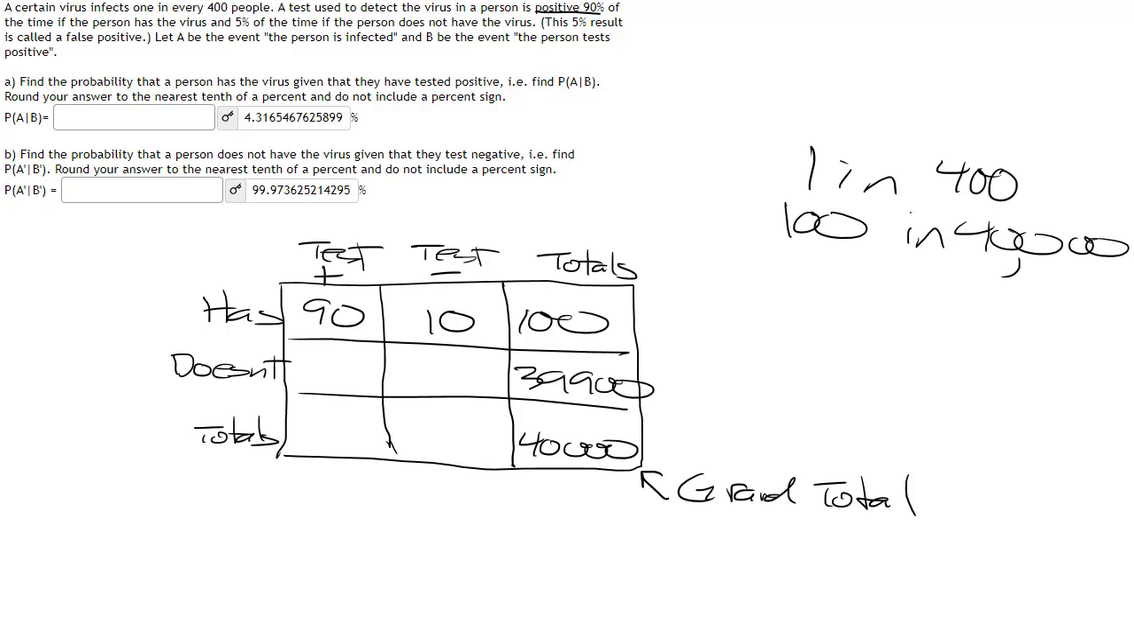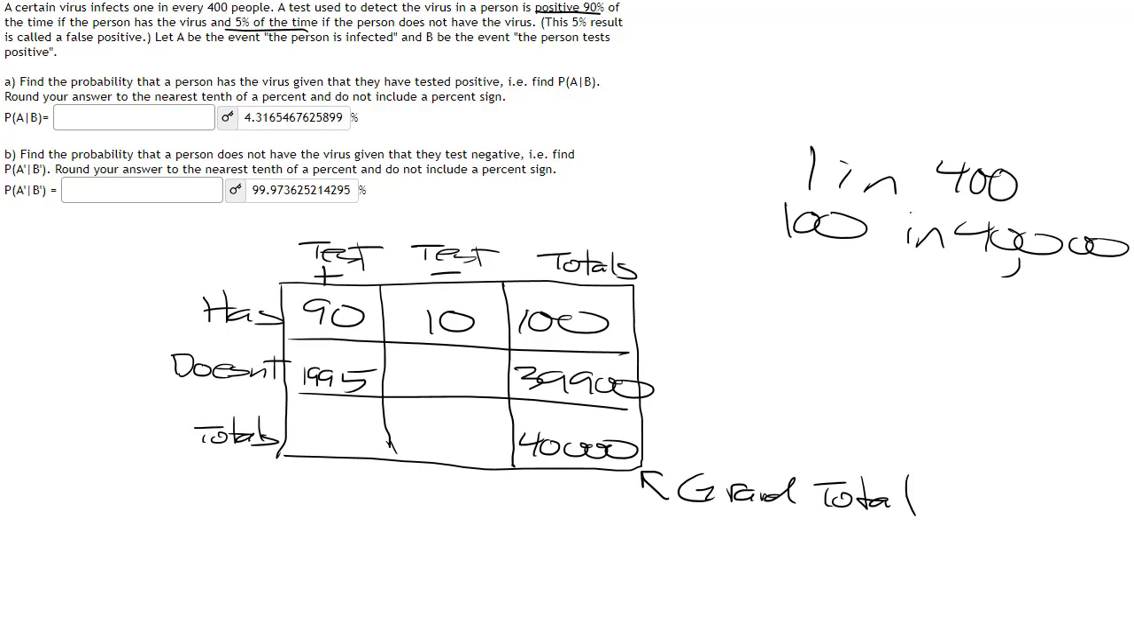The next piece of information they tell us is that 5% of the time, if the person does not have the virus, it comes back as positive. So down here, they don't have the virus. It's going to come back positive 5% of the time. So we need to do 5% of 39,900, right? So you take 39,900, multiply that by 0.05, you're 5%. And that tells us that out of those 39,900 people, we would get 1,995, right? 1,995 positive test results. That's our false positives.